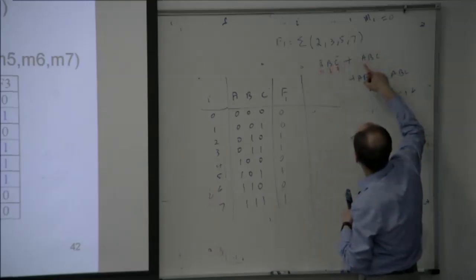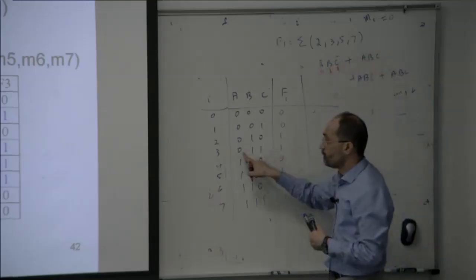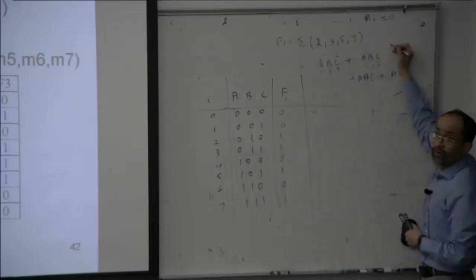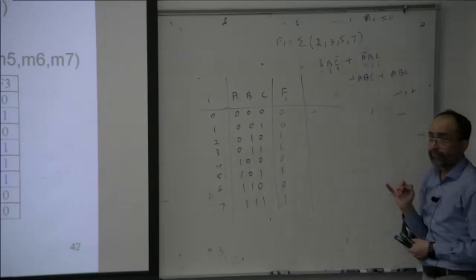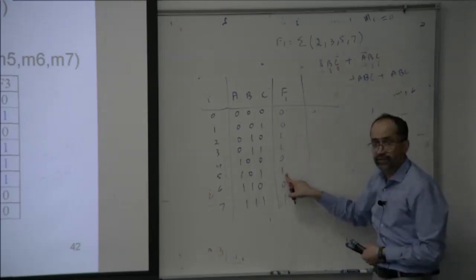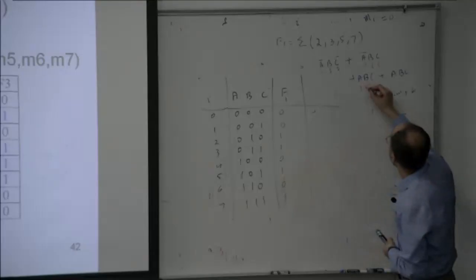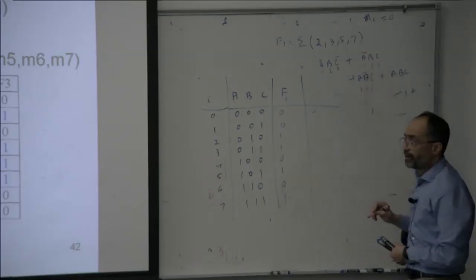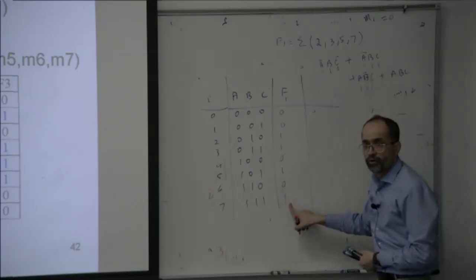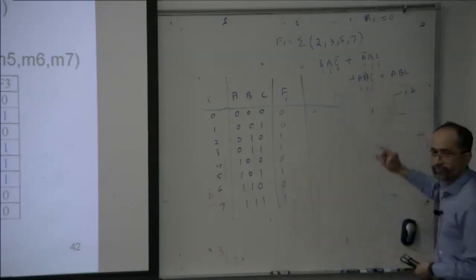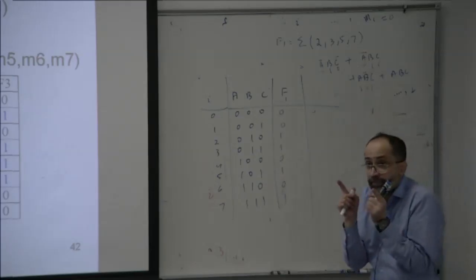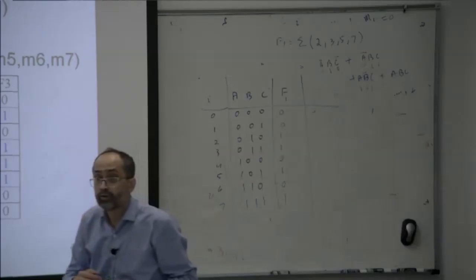Okay, 0, 1, 0. What about the second one? 0, 1, 1. How will it become? A bar BC. And then look at this 5: 1, 0, 1. B bar. And then the last entry 1, 1, 1. Got it? So if you look at here, this F1 contains how many ones?